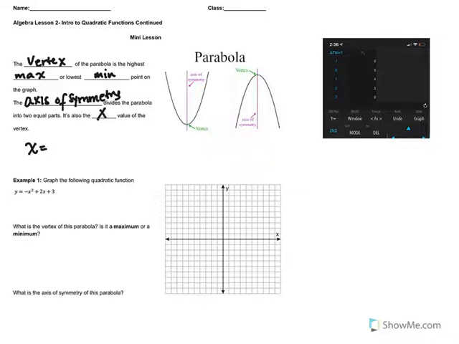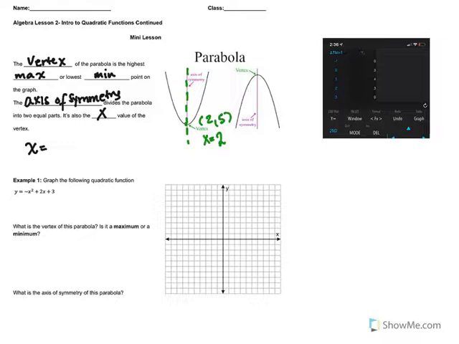So for example, let's pretend that our vertex here was the point (2, 5). If I were to draw a line going right through that point, right through my vertex, the x value at that point is 2. That means that the axis of symmetry for that graph is the line x is equal to 2.